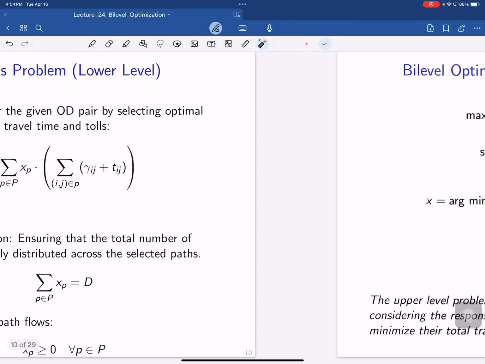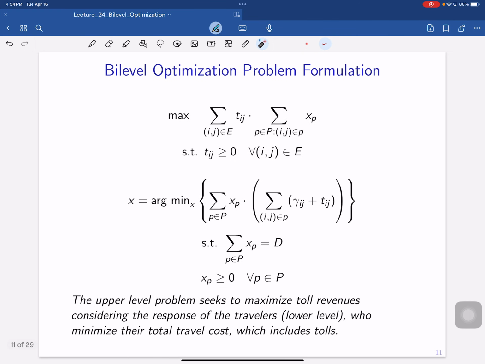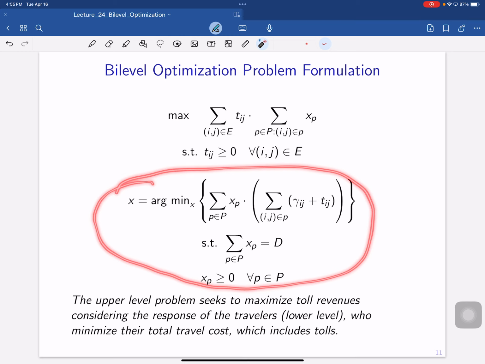Okay, so let's put this together. What does this bilevel optimization problem look like? If you have one single toll setting agency, then the agency is optimizing the total profit. But when you're optimizing this problem, you don't know the optimal response of the travelers, right? So we have to add some constraints on the travelers' paths. Essentially, this is a constraint you add to the leader's problem.